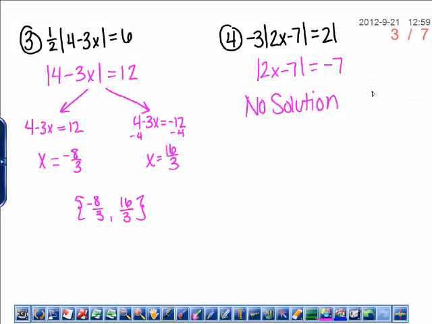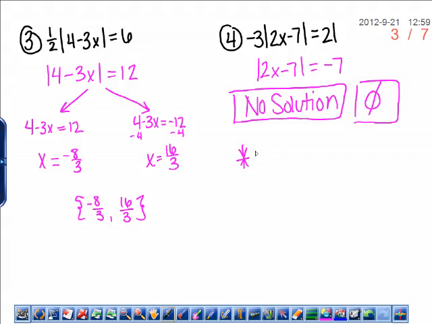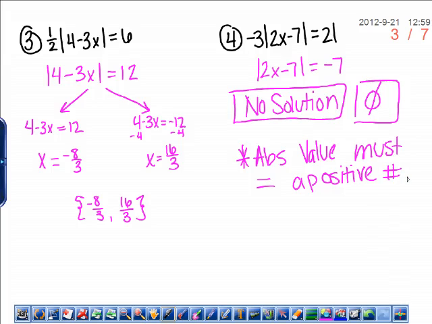You can write no solution, or you can write a 0 with a slash through it, but it is not undefined. It just doesn't exist. There's no solution. Okay, and this is because the absolute value must be equal to a positive number. Is it okay if it's equal to 0? Yep. It can be equal to 0, because we know the absolute value of 0 is 0.